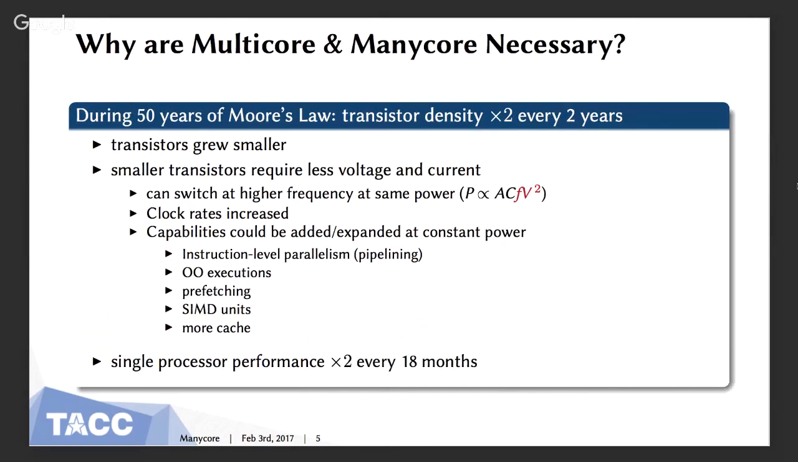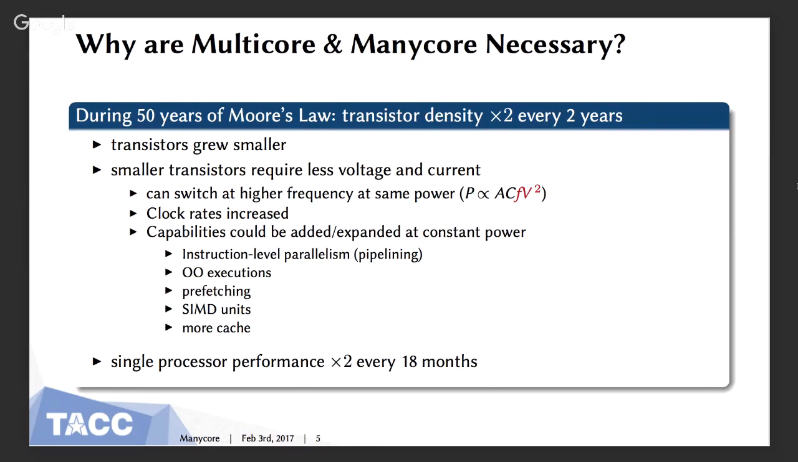So why do we have to go to multi-core and many-core? Why can't we just make the processors faster and everything like they had been since the 70s? So you all have heard of Moore's law. What it means is that the transistor density doubles every 2 years. As transistors get smaller, they require less voltage and less current. And what this means is that they can switch at a higher frequency at the same power.